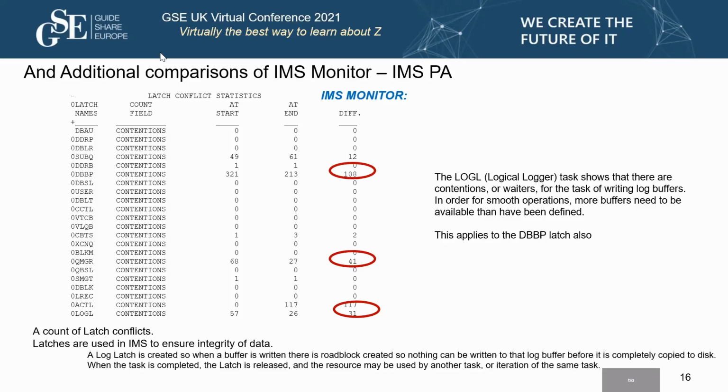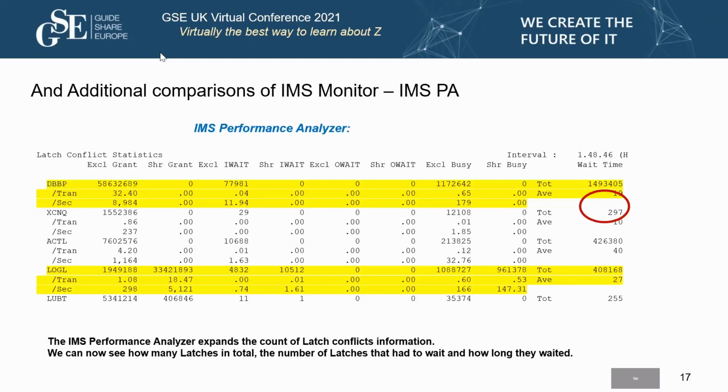Now, if we look at that in terms of what the PA report can give you, it expands that. We've got a logical logger highlighted in the second yellow section here. It shows the average per tran wait time is 27 milliseconds. That's a lot, especially when you're talking about a system that can do hundreds of thousands of transactions a second. This backs up. So the performance analyzer expands this. It counts the number of latch conflicts, and we can see in total that they had to wait and how long they waited. This is a direct impact to your system. This is not shown in the DC monitor report. So the performance analyzer is better in the respect of giving you more information about things that will slow your system down.